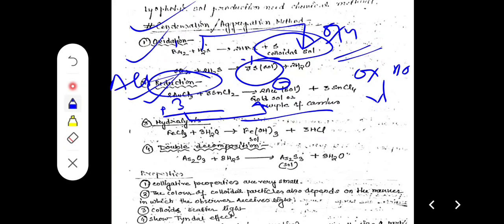And next one, Au sol, that is gold sol. Gold sol we get by reducing the AuCl3, meaning we get Au sol by reducing or decreasing the oxidation state. So by this way we get gold sol. So the overall process is called the reduction process.